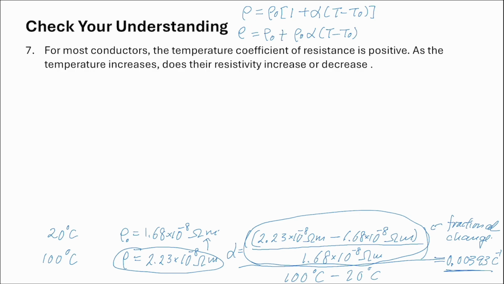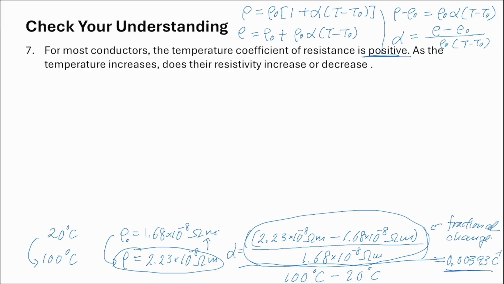This is positive. And then rho minus rho naught equal to rho alpha times T minus T naught. Therefore alpha equal to rho minus rho naught over rho naught times T minus T naught. This is exactly what we learned. Now if this is positive, it means just like copper, when the temperature increases, the resistivity increases.